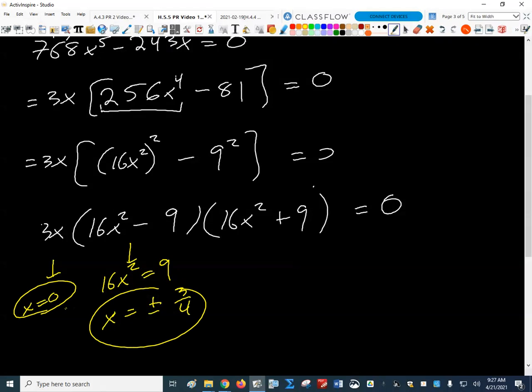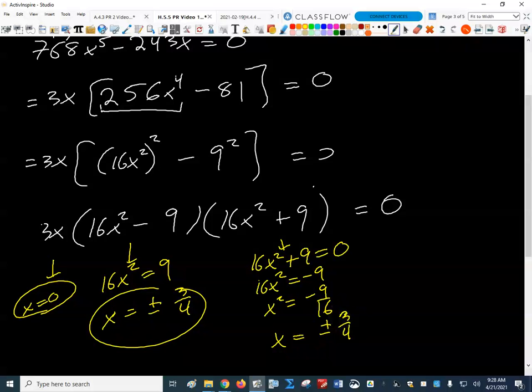Okay. And then what about this one? I'm going to get 16x squared. We'll write this whole process out for this one. 16x squared plus 9 equals 0. So 16x squared equals negative 9. So x squared equals negative 9/16. So what's x equal to? There you go. Plus or minus 3/4 i.